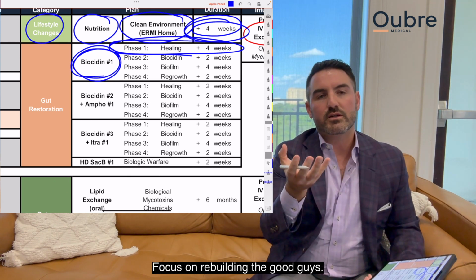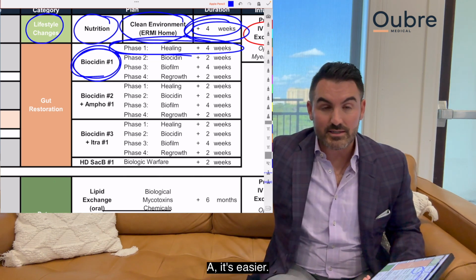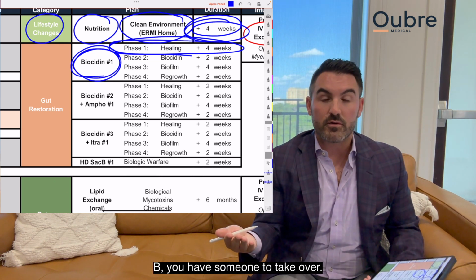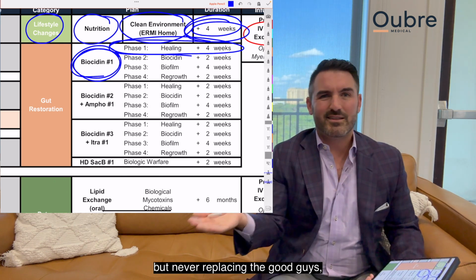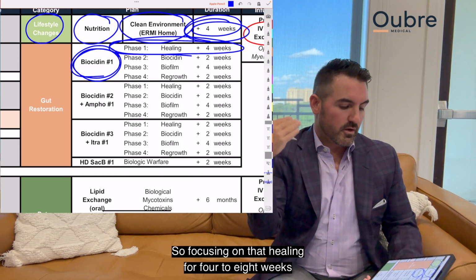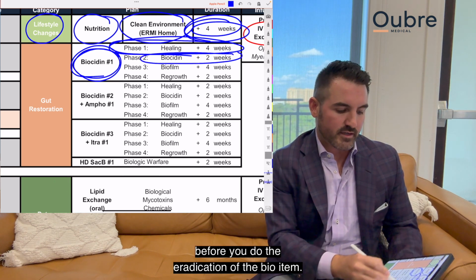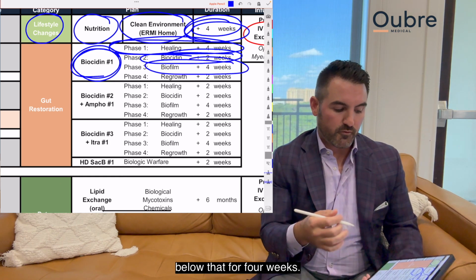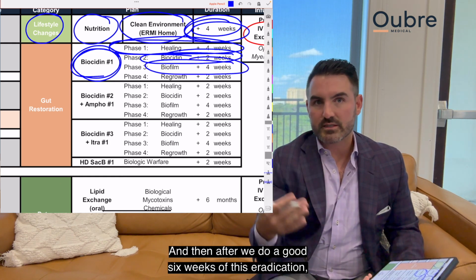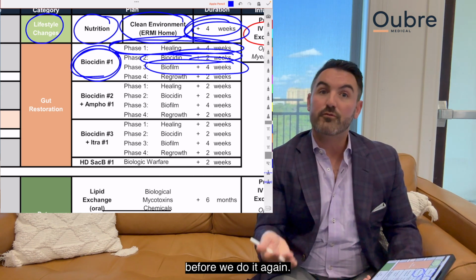Focus on rebuilding the good guys, so that way when you try to eradicate the bad guys, A, it's easier, B, you have someone to take over. If you just focus on eradicating bad guys but never replacing the good guys, then the bad guys just come back. So focusing on that healing for 4 to 8 weeks before you do the eradication of Biocidin, and then before you add in the biofilm disruption right below that for 4 weeks. And then after we do a good 6 weeks of this eradication, then we take a 2 to 4 week break before we do it again.